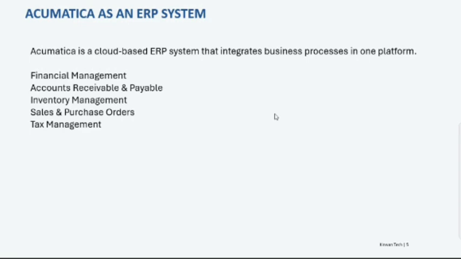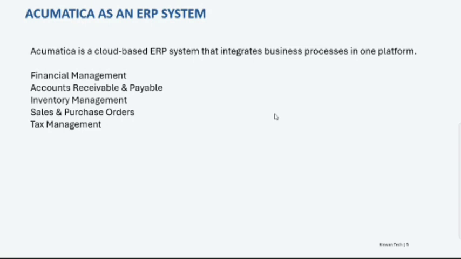Having access to this system is very easy regardless of the area in which you are located. So you don't need to be in the business to carry out transactions. People can be working remotely and using Acumatica. So from there, it has different platforms which fall under Acumatica, where we have the financial management area.